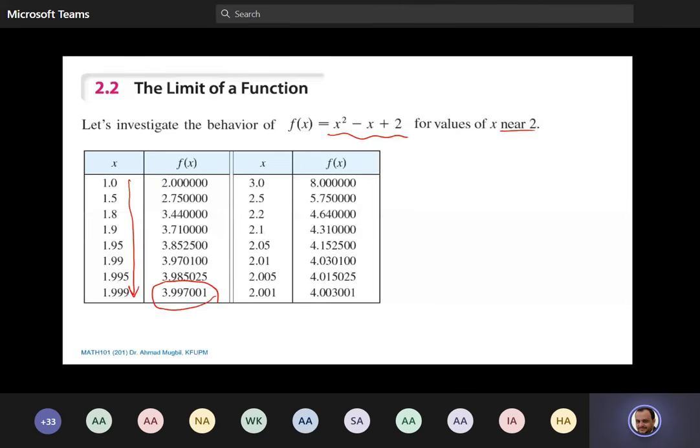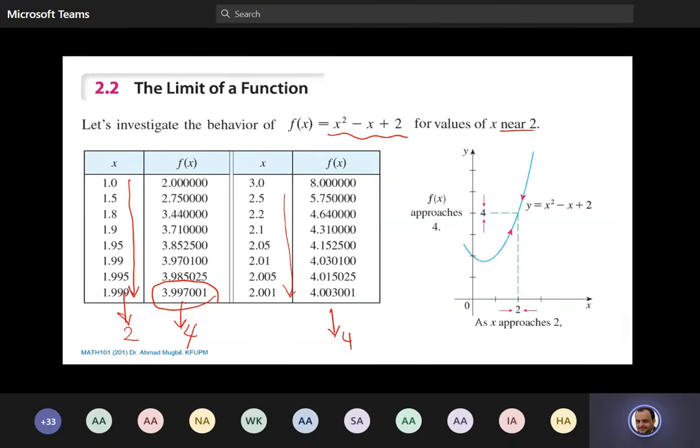Look what will happen to the function. It will become almost what? So when x goes to 2, this will go to what? 4. To 4. Am I right? Yeah. Similarly, if you are using values greater than 2, for example 3, 2.5, 2.2, and you get closer to 2 from the right, greater than 2, it also will go to 4.